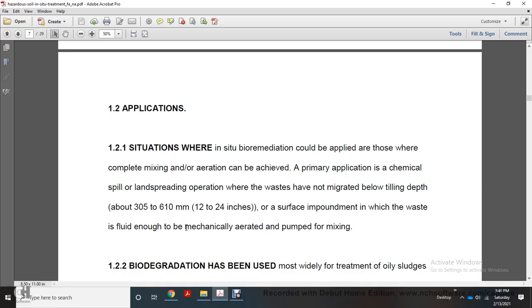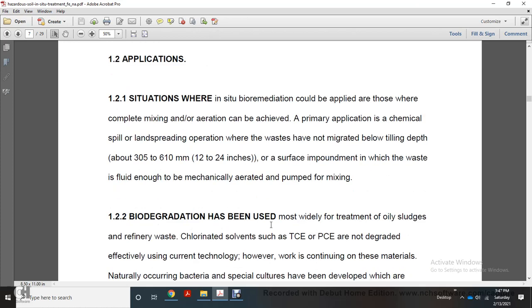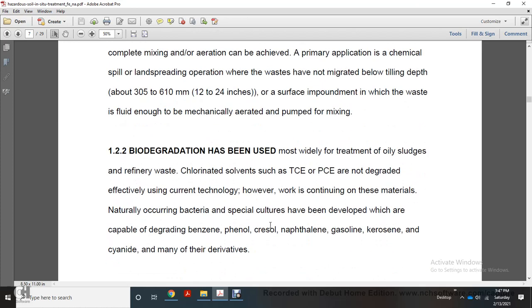achieved. Primary applications are chemical spill land spreading operations where wastes are mixed by tilling to a depth of 12 to 24 inches, and surface impoundments in which the waste is fluid enough to be mechanically aerated and pumped with the mix. Biodegradation has been used most widely for treatment of oily sludge and refinery waste. Chlorinated solvents such as TCE and PCE are not degraded efficiently with the use of the current technology.